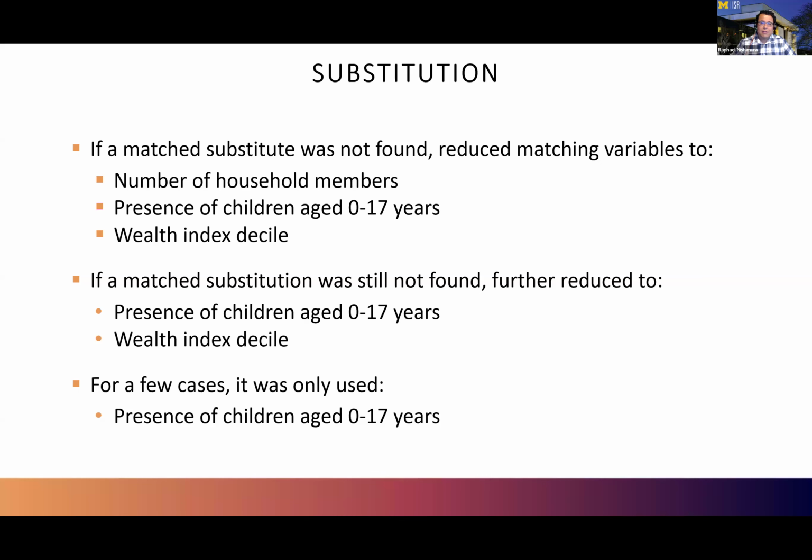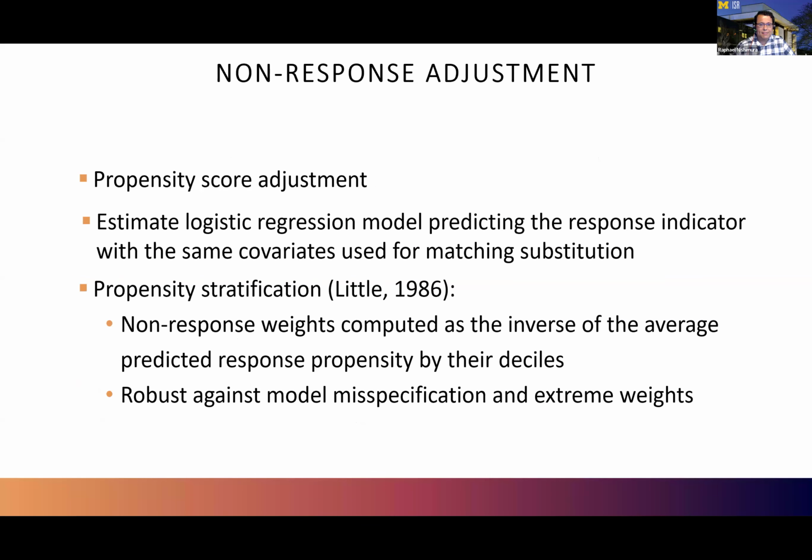Okay. So that was substitution, and that's how it was implemented on Mix Plus. We also looked into a type of non-response adjustment that, to my understanding, hasn't been used in Mix or Mix Plus, but it's a pretty common approach in other surveys. That is a propensity score adjustment, or what some people call response propensity adjustment. The idea is that we estimate the probability of a case to respond to the survey, what we call response propensity, and use that predicted probability to make non-response adjustments.